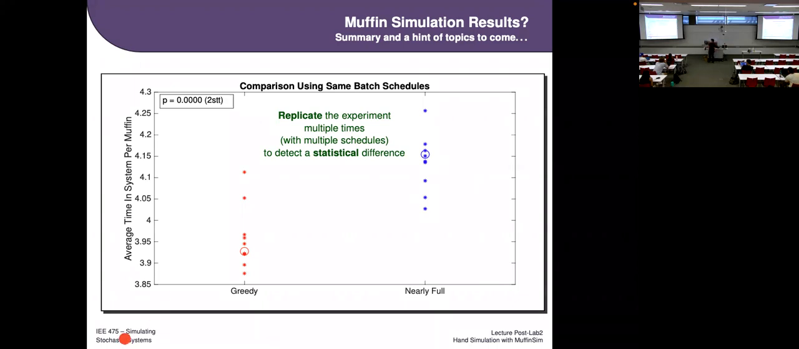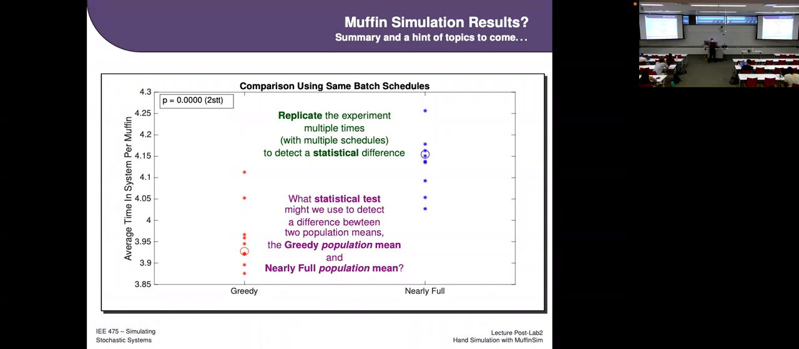Is there a difference between the greedy policy and the nearly full policy? Can we say that with statistical rigor? At this point, I'm guessing there is, but I can't say that rigorously. So there is a way that we can try to add some statistical rigor. Do you know of a test where I could say, what is the difference between the average greedy performance and the average nearly full performance? How can I say, well, here's 10 data points. Do these 10 data points come from a distribution whose average is less than the distribution that these 10 blue data points came from? Is there a test that allows us to do that?